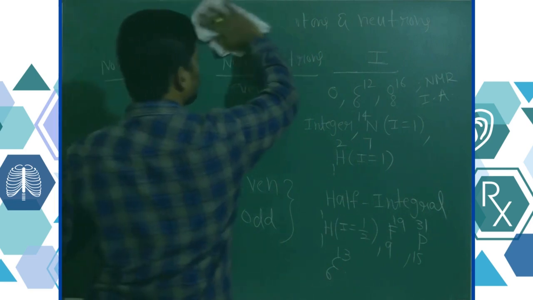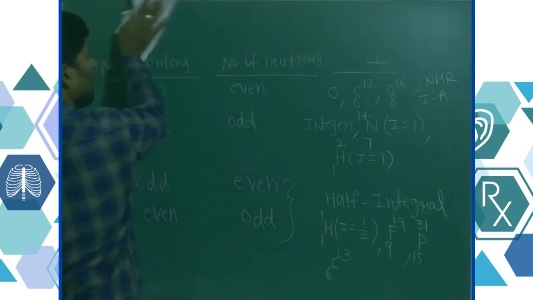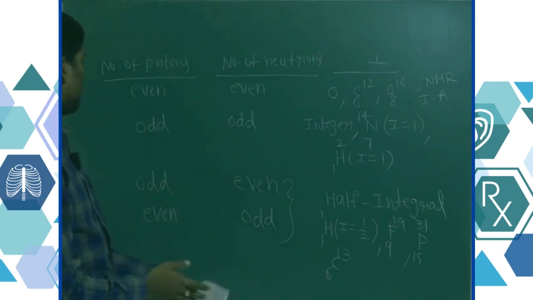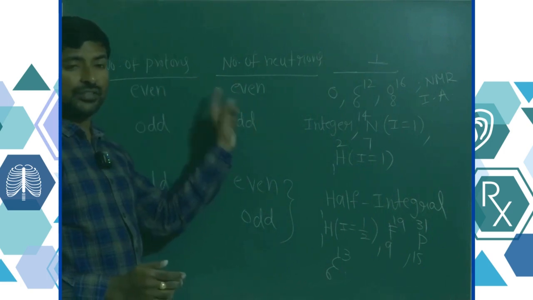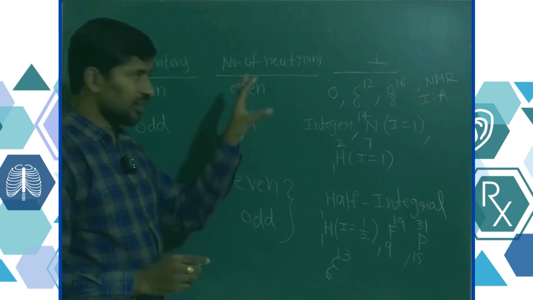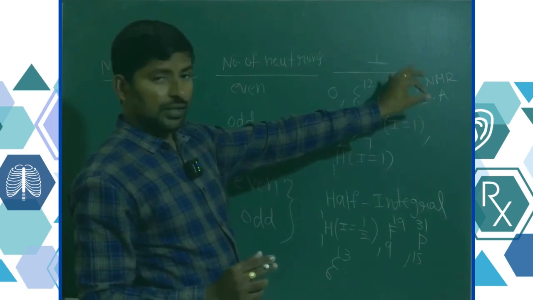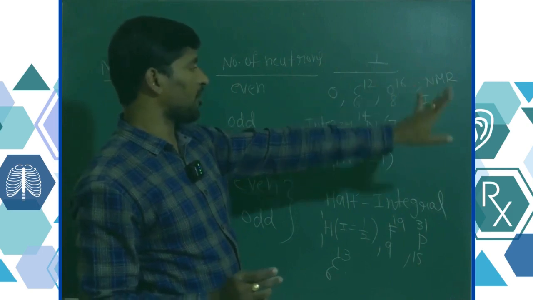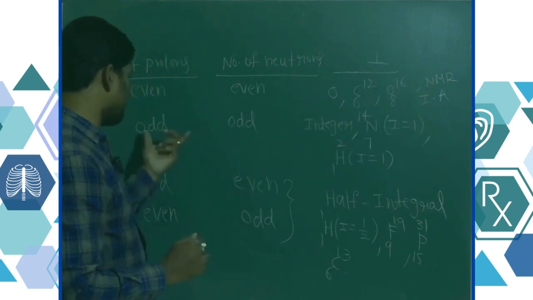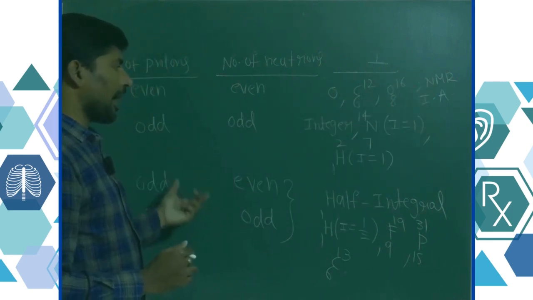So how do we give the nuclear spin quantum number? There are some empirical rules we have, based on which we can give it. If the numbers of protons and neutrons are both even, the I value is 0. That is said to be a magnetically inactive nucleus, so it cannot show NMR spectra and is NMR inactive. So these two are said to be NMR active.